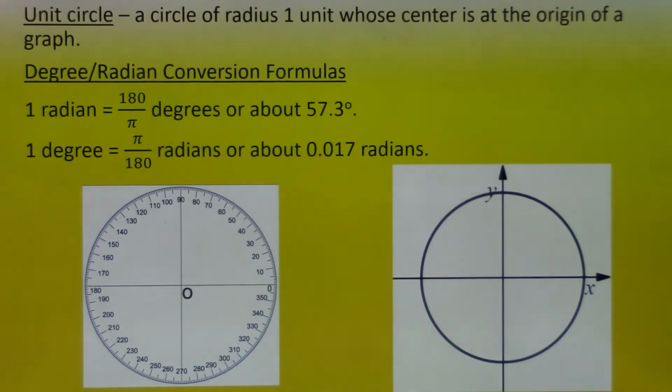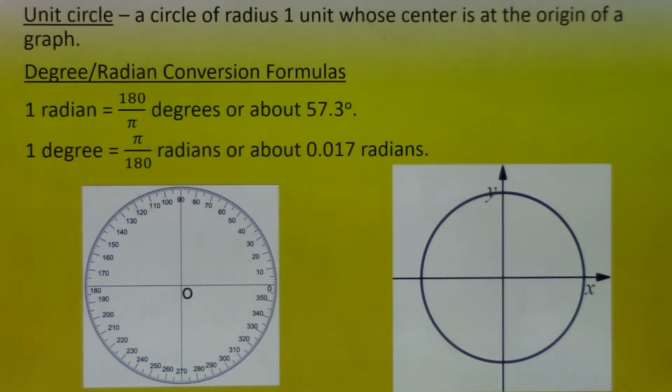Next, degree and radian conversion formulas. So 1 radian is equal to 180 over pi degrees, or about 57.3 degrees. The reason 57.3 degrees is there is because pi is approximately 3.1, and so on. You go on and on forever, so many different digits.